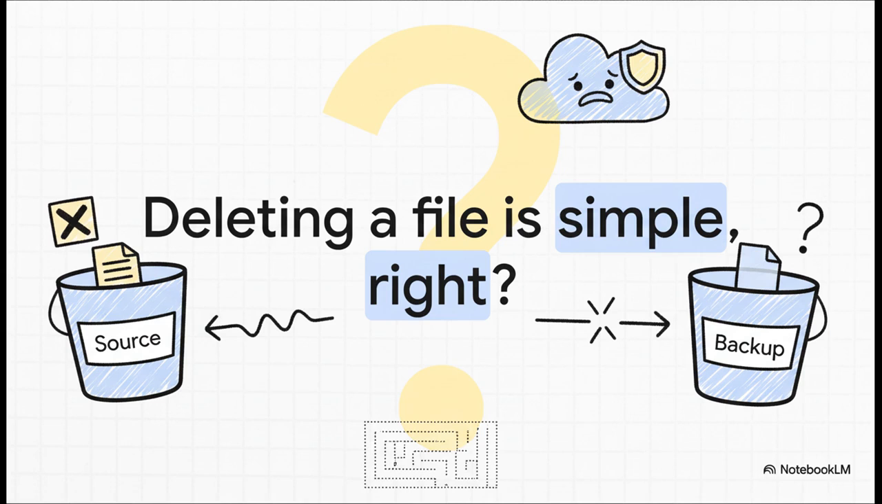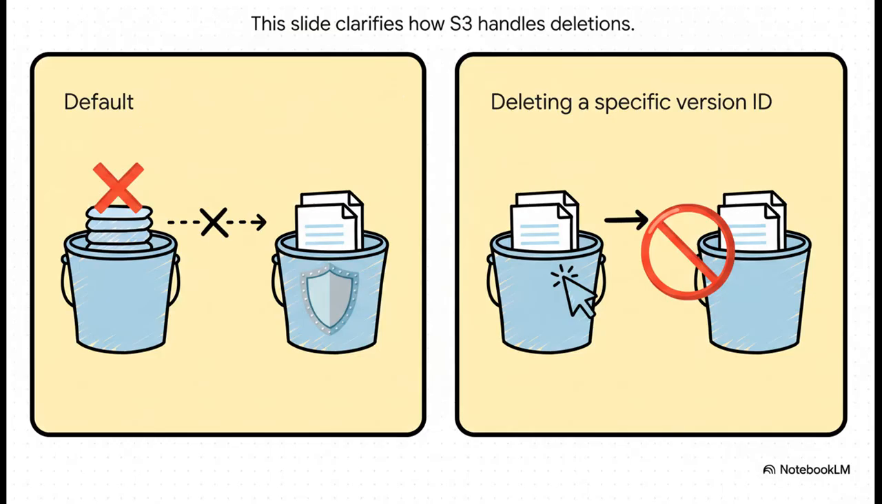All right, ready for the next gotcha? Let's say you delete a file in your source bucket. That deletion should copy over to your backup bucket, right? I mean, it seems logical. But S3's behavior here is very, very specific, and it's actually designed to protect you from yourself. By default, S3 does not replicate deletions. This is an incredible safety feature.